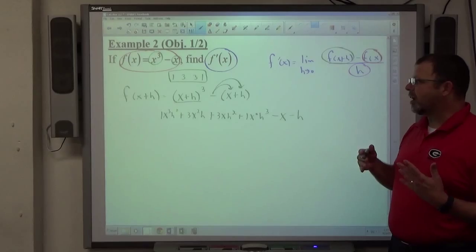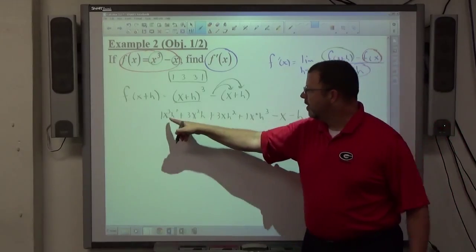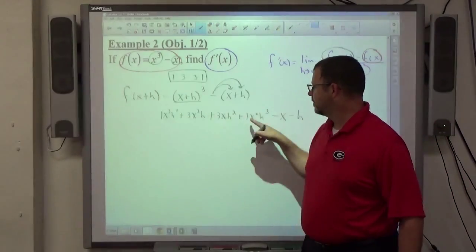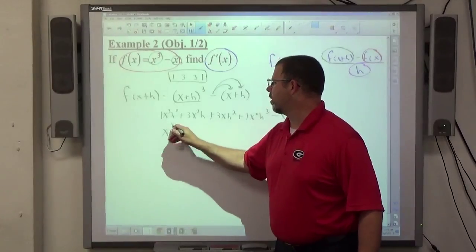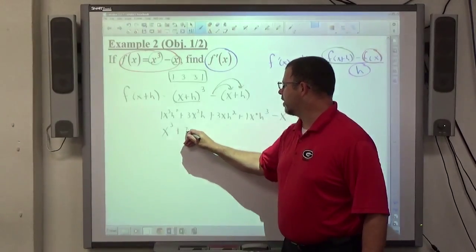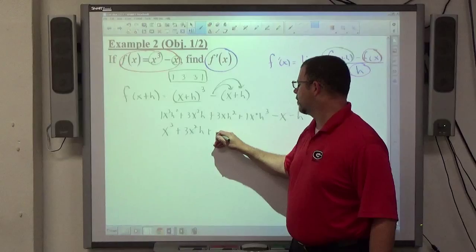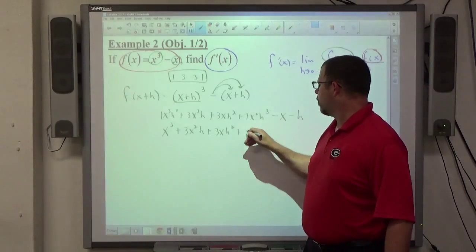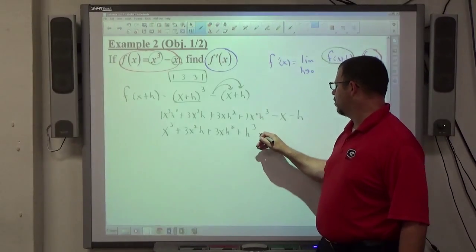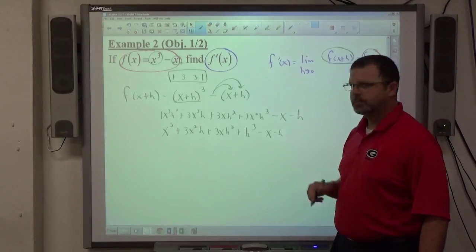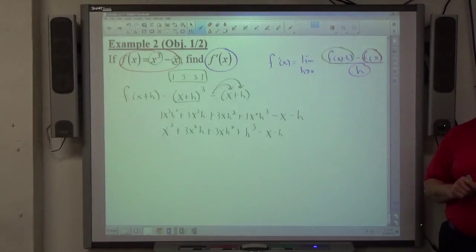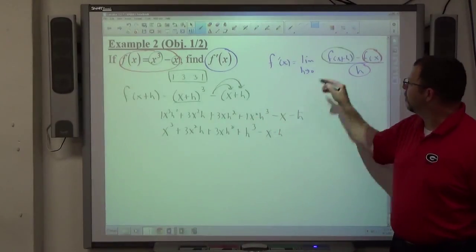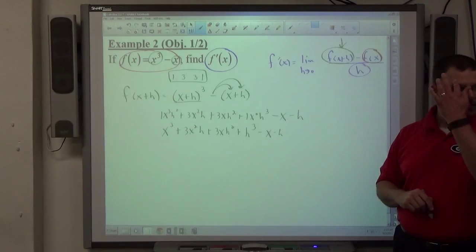So if I want to simplify f of x plus h as much as possible, these terms can be a little prettier. So x cubed would be the prettiest version of 1 x cubed h to the 0. 3x squared h looks pretty good. 3xh squared looks pretty good. 1 x to the 0 h cubed looks better as h cubed, minus x minus h. That simplified expression is what goes right there.